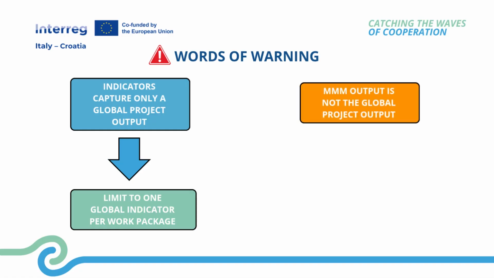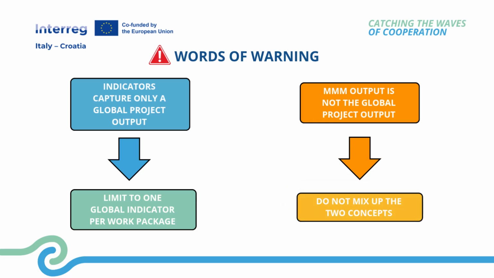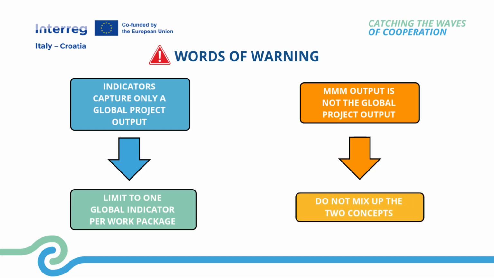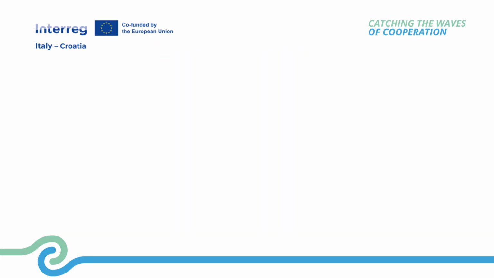The outputs selected by the MMM programs have a wide variety of nature, from toolkits to recommendations, from guidelines to platforms. The capitalization process should therefore not simply reproduce the original output, but develop a new global project output aligned with the nature of the selected program indicator, through the implementation of activities and deliverables.